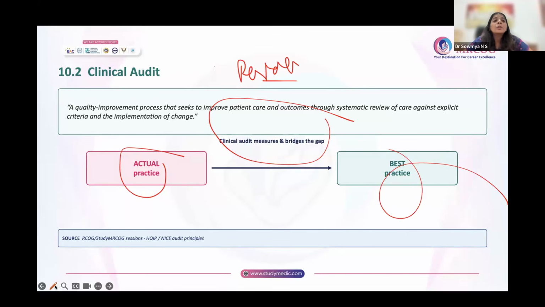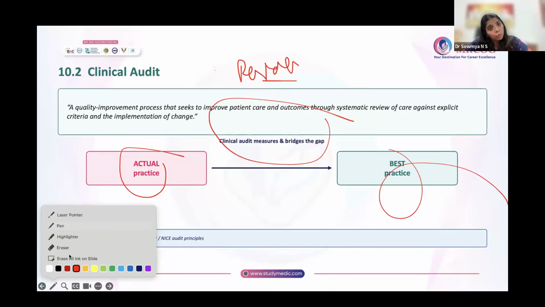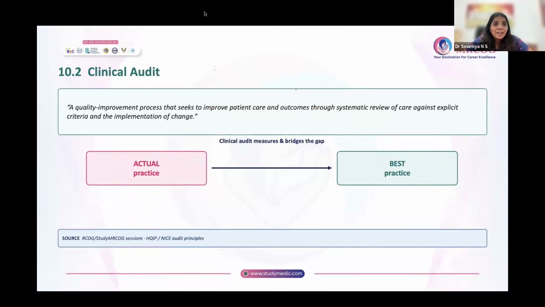Research is finding out new guidelines or new evidence, but audit is something which sees whether you are sticking with the protocols. Audit is never done for a single case. Please remember, a clinical audit takes a minimum of 12 months because there is a whole lot of process. So you are never going to do a clinical audit for one case.